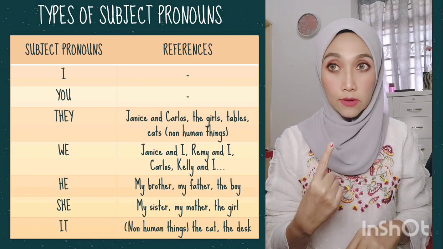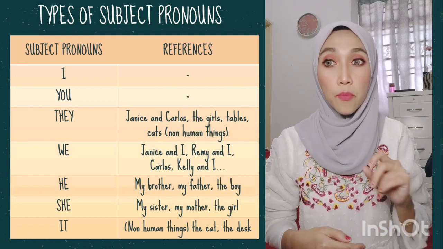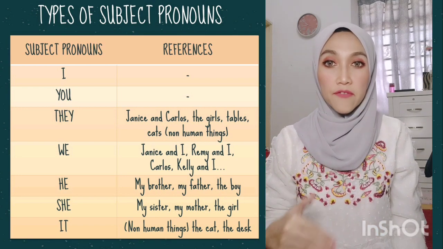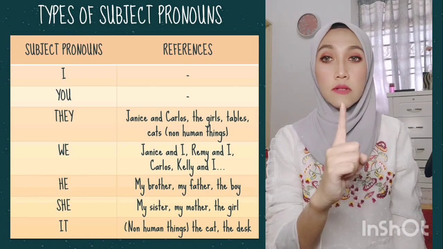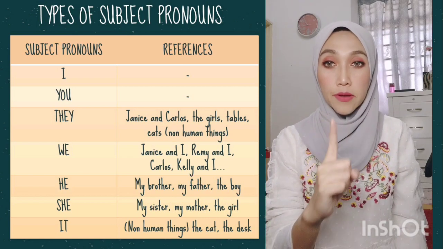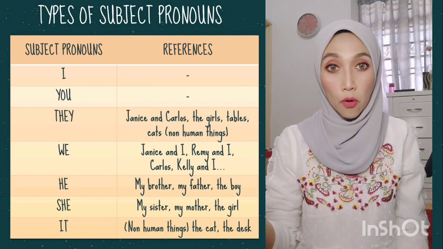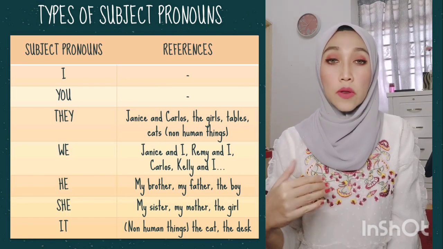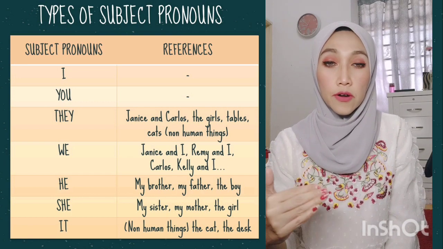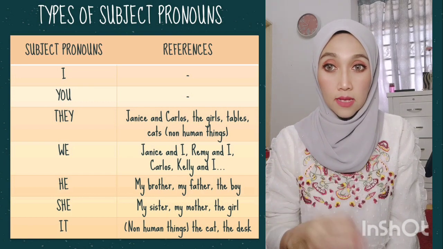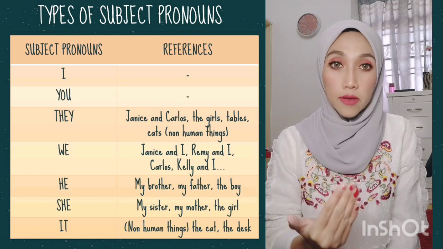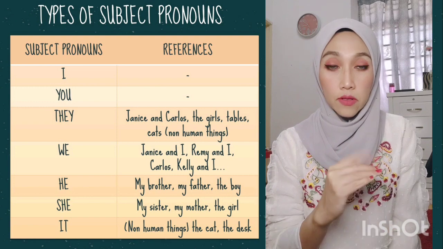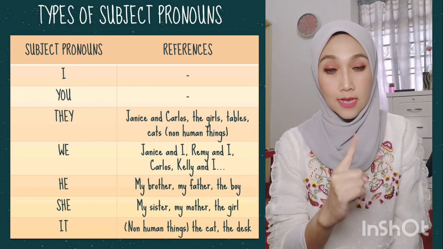Okay, so what about he? He is singular, for a boy, for male. My brother, my father, the boy, all singular. One brother, one father, and one boy. So that is singular. What about she? She is for a girl or a female. My sister, my mother, the girl, all singular. One sister, one mother, and one girl. So you use she.